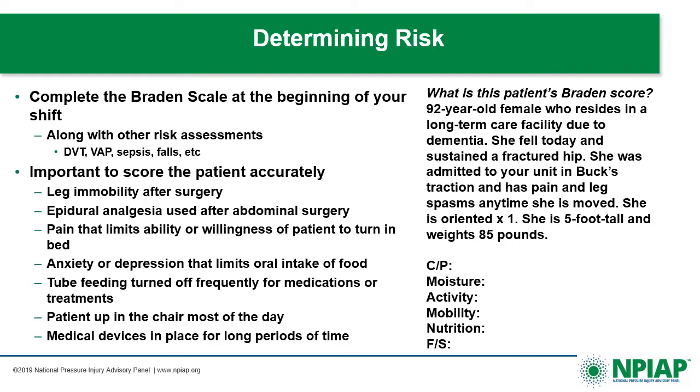So let's take a look at this case. A 92-year-old female who normally is in a long-term care facility due to dementia. She fell today and fractured her hip. She was admitted to your unit in Buck's traction and has pain and leg spasms anytime she's moved. She's oriented ×1, and she's 5 foot tall and weighs 85 pounds. So there's the subscales of Braden. Take a couple of minutes and see if you can figure them out without looking forward onto the next slide.